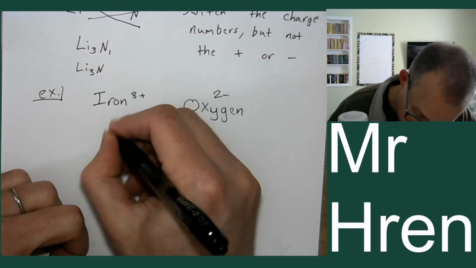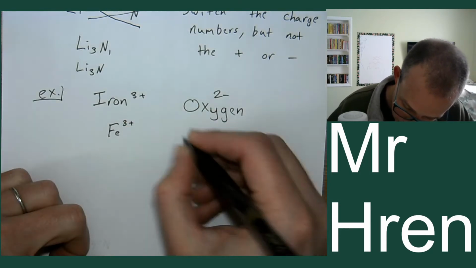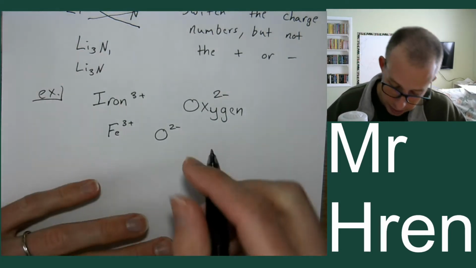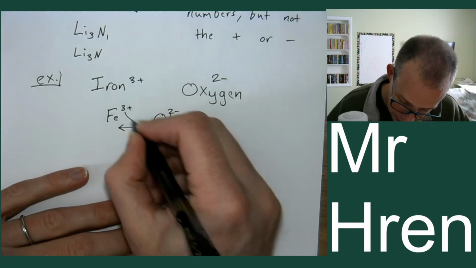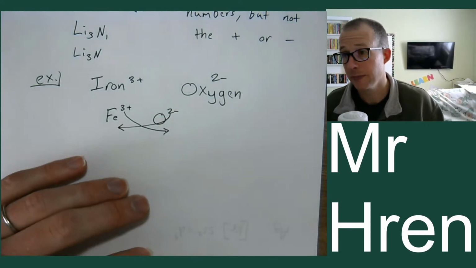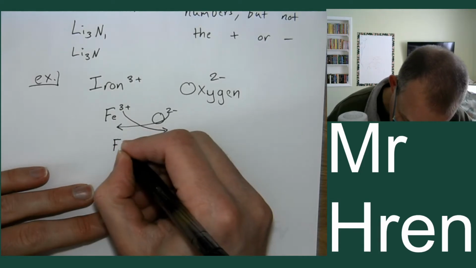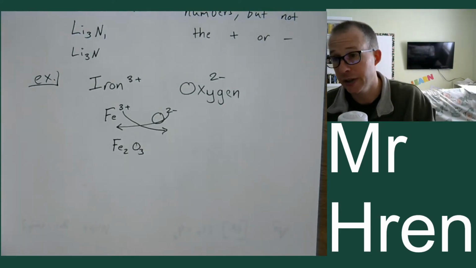So I'm going to rewrite them like this. This will be 3+. Oxygen will be 2-. And then all you do is crisscross. You take that 2 and put it down there. You take that 3 and put it down there. Then you write the formula, Fe2O3. And you're done with that one.